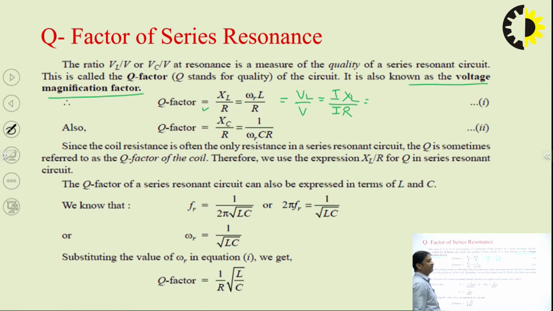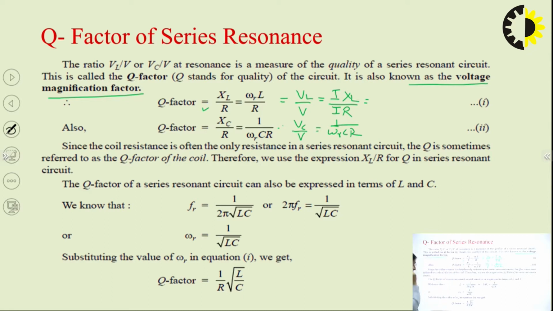And XL is omega R L, so Q is omega R L upon R. So this is the Q factor. You can easily calculate the Q factor from either this or VC upon V, which is equal to 1 upon omega R C R. Clear this thing? So this is called the voltage magnification factor, and it is the ratio of the two.